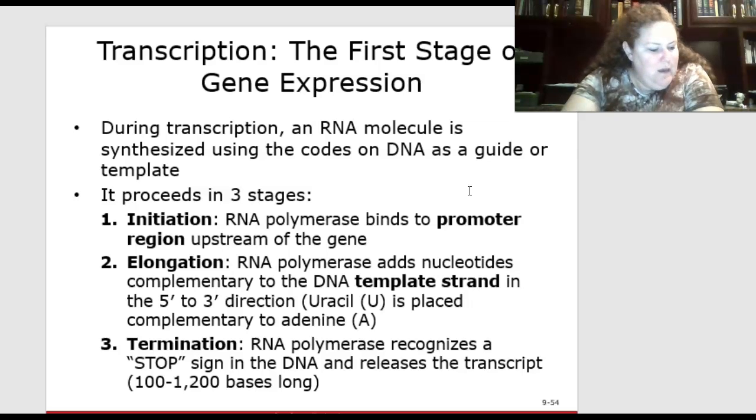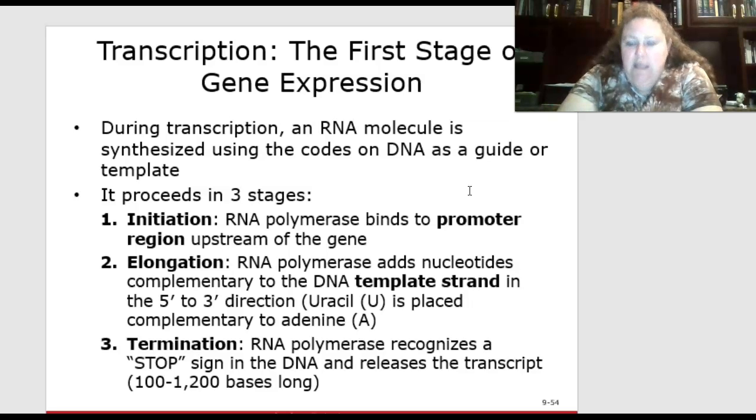So backing up a little bit to talk about transcription. This is the first stage of gene expression. So during transcription, an RNA molecule is going to be made using the code on DNA as a guide or a template. And it's going to proceed in 3 different phases. You have initiation, which is to start. And so this is when the RNA polymerase is going to bind to the promoter region upstream of the gene.